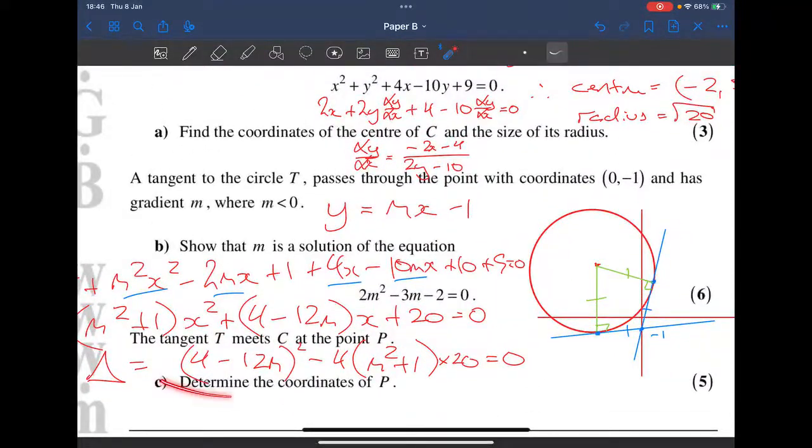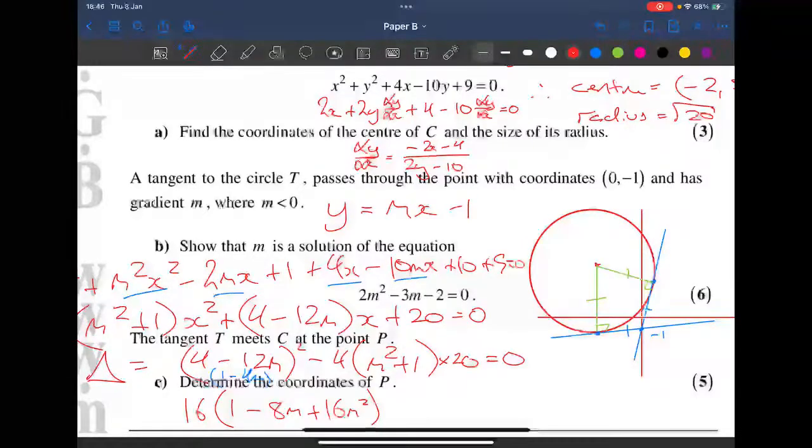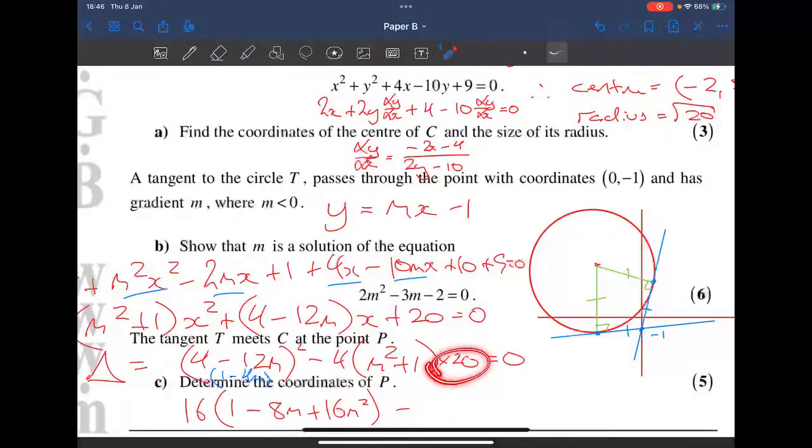Let's expand some of these brackets. This is not so nice to expand with the 4 and the 12, but we could factorise a 4 out the front first. So that's going to give us a 16 for 4 squared because of the square. And then what we're left with is 1 minus 4m. So if we expand that out, we're going to have 1 squared is 1, minus 8m, plus 16m squared. We're going to take away 4 and the 20, which makes 80. So 80m squared and 80. Take away 80 equals 0.